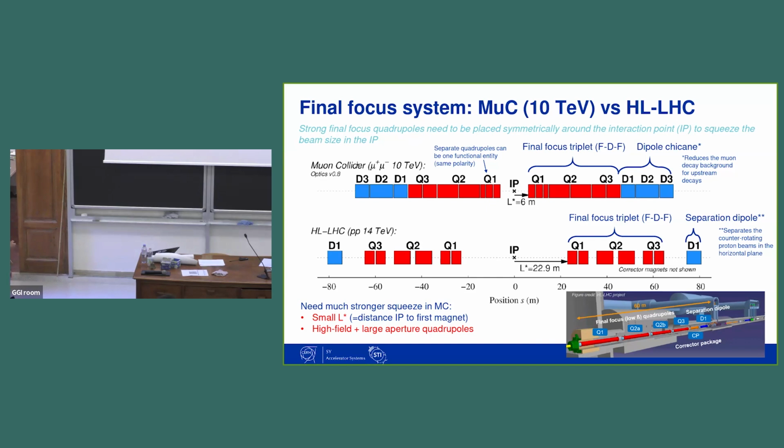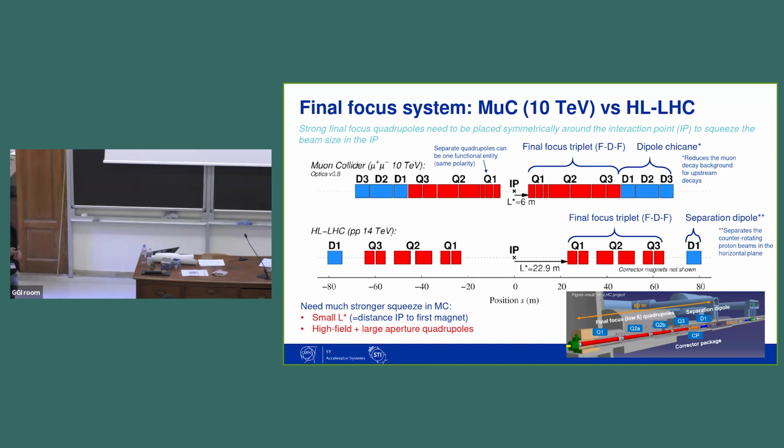So the beams are colliding here in the interaction point. And then we need these strong final focus quadrupoles, which need to be symmetrically placed around the interaction point to squeeze the beam at the interaction point. And this is realized with a final focus triplet configuration, which is focusing in the horizontal plane. As you heard yesterday in the lecture of Chris, quadrupoles have the opposite effect in the other plane. So it's then a DFD configuration in the vertical plane. But you can achieve an overall focusing effect at the interaction point. So you have a small beam size in the 2 planes at the interaction point.